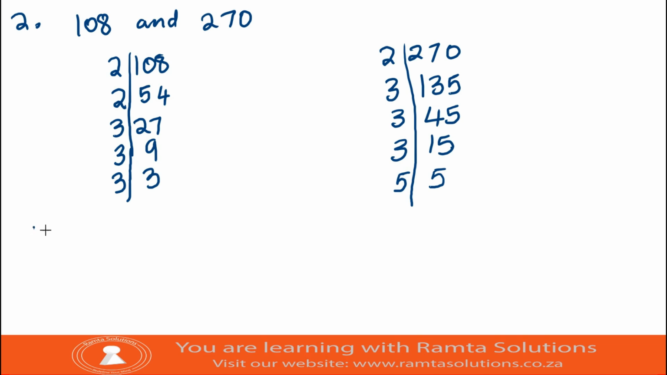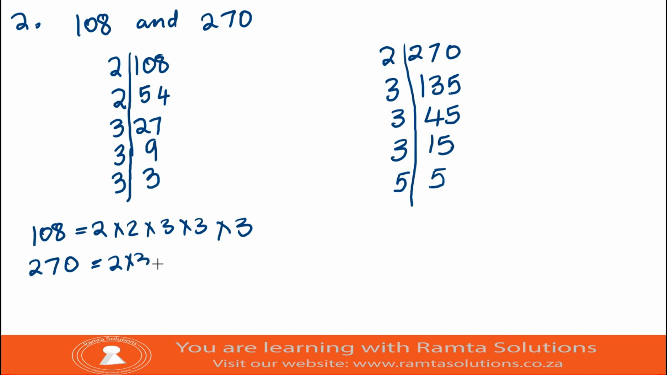prime factors for 108 is 2 times 2 times 3 times 3 times 3. How many 3's? There are 3 3's. And then 270, we have 2 times 3 times 3 times 3 times 5. Alright?